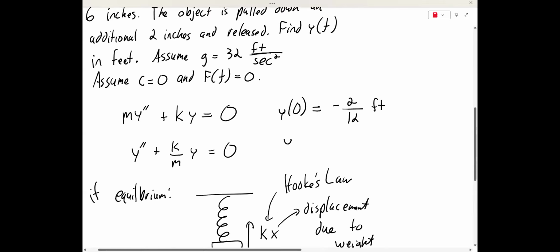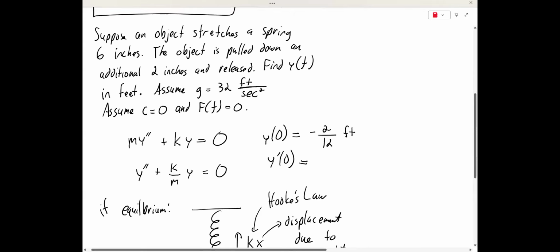What would y prime of 0 be? If I go back up here for a minute. y prime of 0 would be 0, because I pull it down. That's like the velocity, y prime is dy/dt. So initially, when I release it, the velocity is 0. I pull the mass down and then let go of it. So the displacement initially is negative 2 over 12, and this one here is 0, feet per second. That's another thing you would need here. Anything there so far?